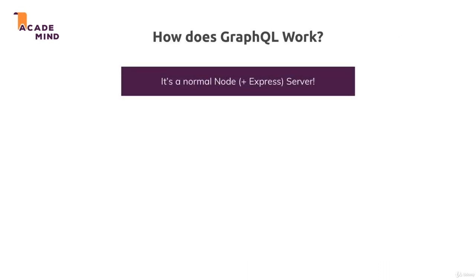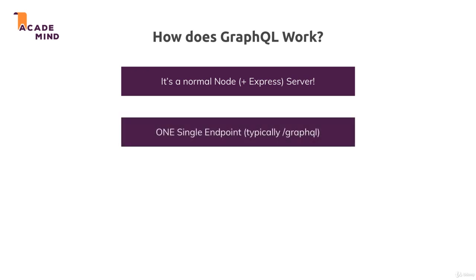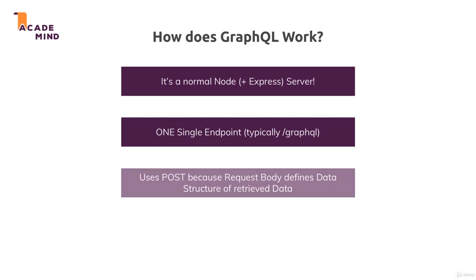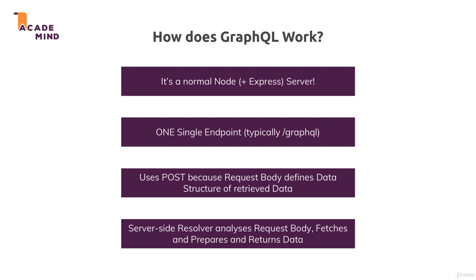So to sum it up, it's a normal Node and possibly Express server. Of course, you're also not limited to using Express.js. You're also not limited to using Node, by the way. The GraphQL language or approach can be used with any programming language, just as REST APIs could. But this is a Node course, of course, so we'll focus on that. You have one single endpoint, typically /graphql, though you could change this, of course. You only use post requests because you put that query expression into the request body. And you have resolvers on the server side that analyze that request body and then do something with your data based on the query expression you had in that body.